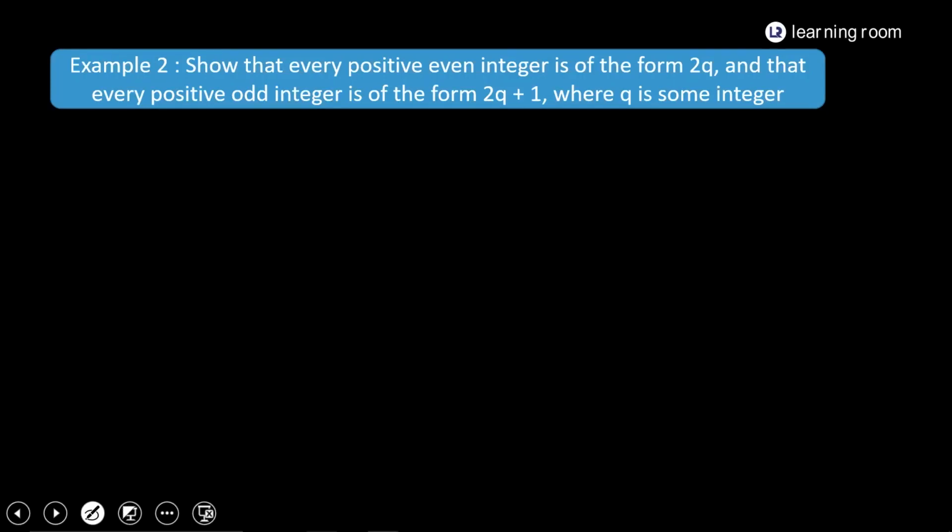So can you try this one? Show that every positive even integer is of the form 2q and that every positive odd integer is of the form 2q plus 1. Let q be some integer. So using Euclid's lemma, try to prove it.